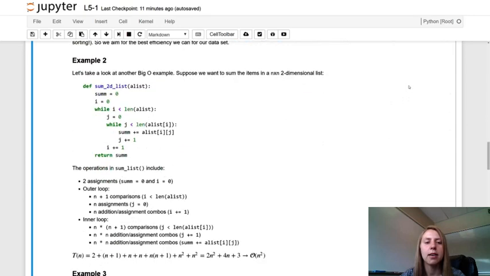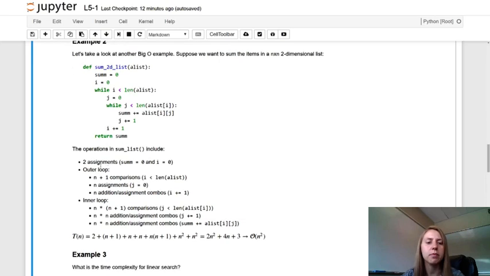So let's take a look at another example here. Suppose we have a two-dimensional list and we want to sum all of the items in the two-dimensional list. So here's a function sum2dList that accepts a nested list argument stored in the parameter a list, and it walks through each item in the list, which would be like a row, and then it walks through each item in a row, which would be each item in the nested list, and it sums up each item and then returns the sum. So let's take a look at the growth rate function for this example.